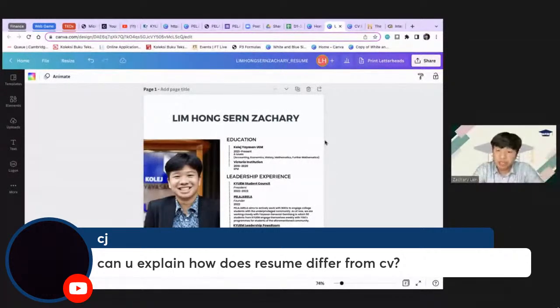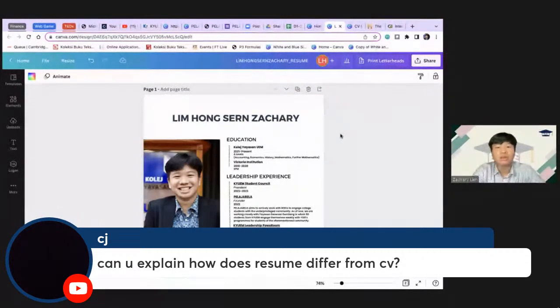Now, for a resume, like I said earlier, it is used for a more specific cause. So for example, I'm applying to be a CEO of a company. I would include all my leadership experience, why I'm a good leader, and things like that. So as for now, your scholarship bodies will probably use it interchangeably too. They may ask you for a CV or resume.